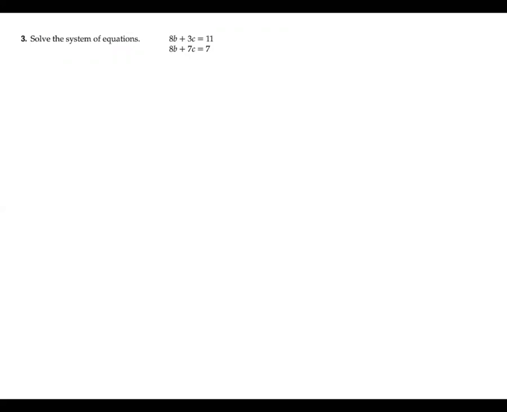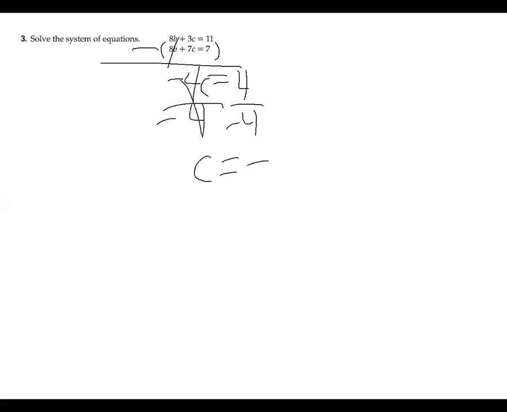Well, let's see. Your columns are aligned, so the coefficients of the b terms are the same, so that screams subtract them. So I'm going to subtract here. 8 minus 8 is 0, so those cancel. Now be careful. It's 3c minus 7c, which is negative 4c. 11 minus 7 is 4. So divide both sides by negative 4, and you get c equals negative 1.